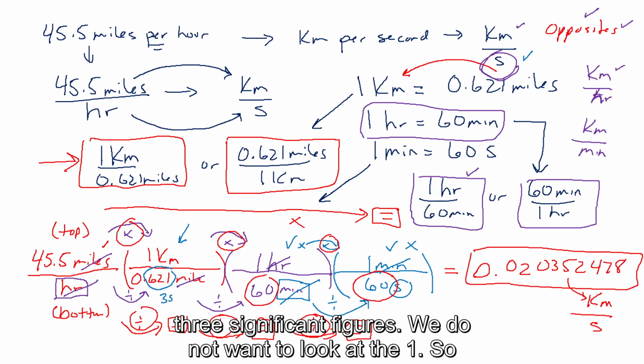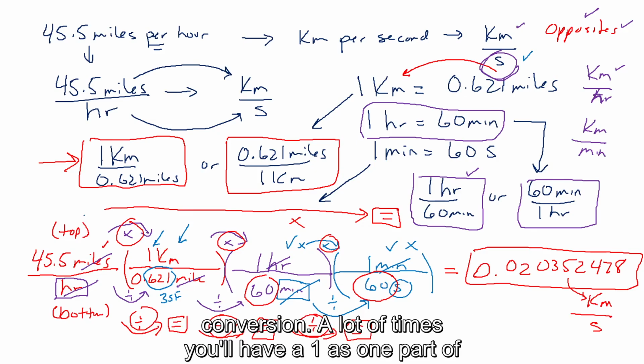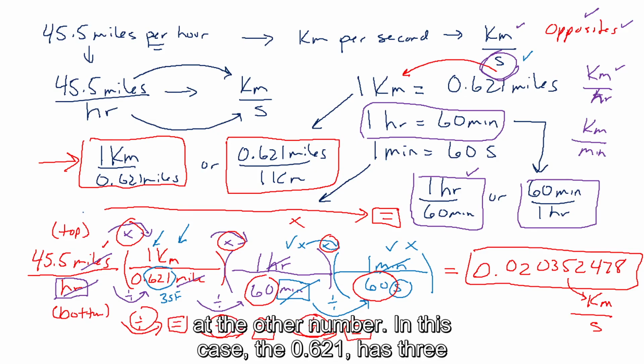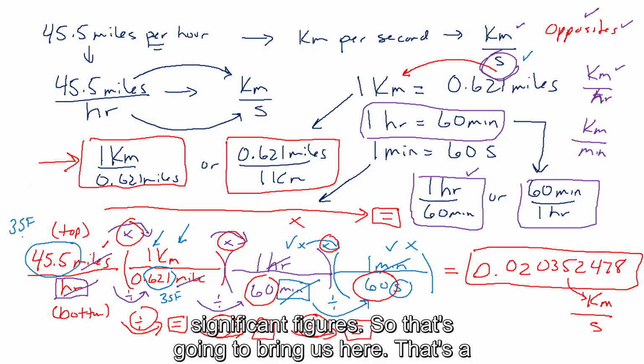That has 3 significant figures. We do not want to look at the 1. So that was what I was talking about earlier. In a metric to English conversion, a lot of times you'll have a 1 as one part of the conversion factor. You don't worry about that one. You look at the other number, in this case, the 0.621 has 3 significant figures. Our original number here, 3 significant figures.